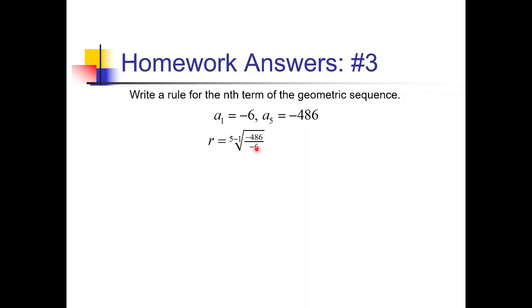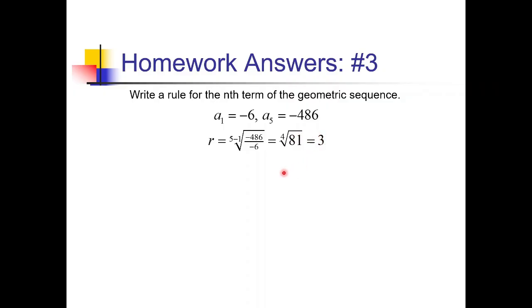Negative 486 over negative 6. Well, 480 over 6 would be, what would that be? That would be 80. So 486 over 6 is 81. Oh, well, that's convenient. So this is the fourth root of 81. What do I need to raise to the fourth power to get 81? 3. And I could find this on Desmos, but that one I've got.